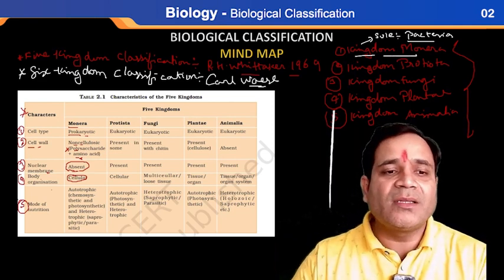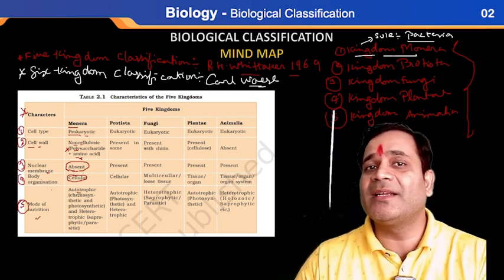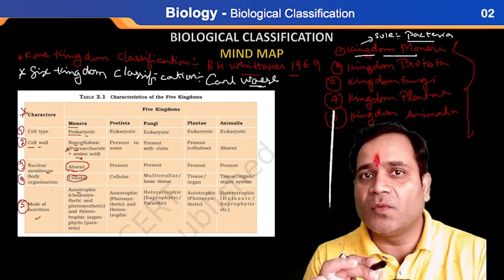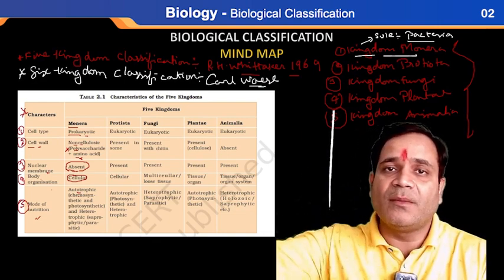Now see, what is the mode of nutrition in bacteria? That is autotrophic. You know that autotrophic organisms can make their own food. It means they derive or make the food from sunlight.